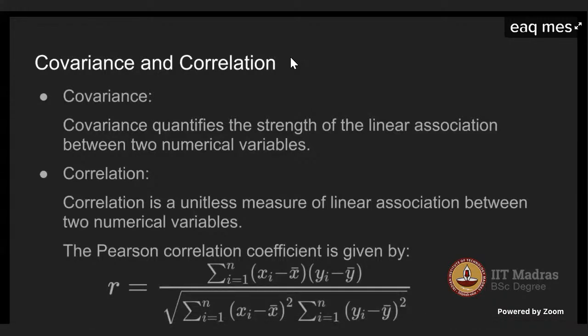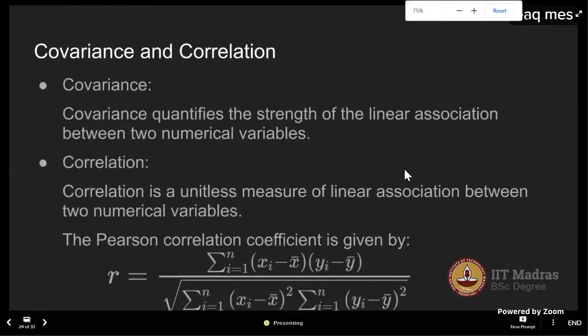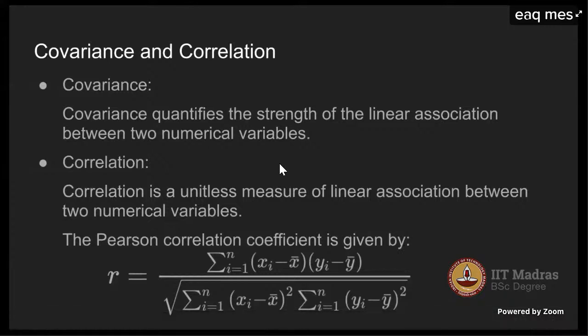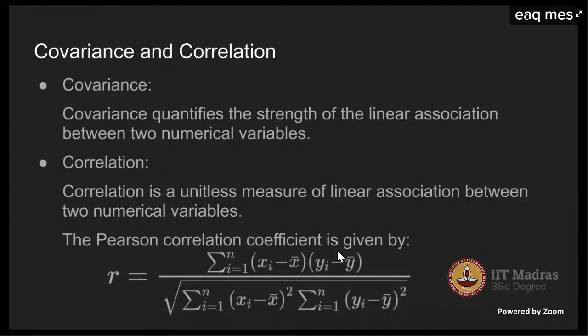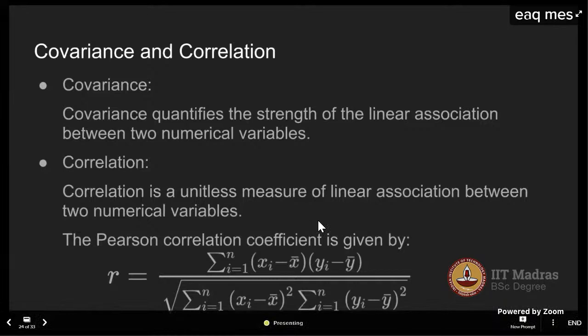Okay, yeah. Next is covariance and correlation. Covariance, as I mentioned, is the strength of linear association between two numerical variables. But covariance does have units. You can't compare two covariances because it is possible that they might have different units. That's why we have another unitless measure of linear association, which is correlation. So the Pearson correlation coefficient is given by this. There are many other correlation coefficients, like the Spearman rank correlation coefficient, but in your syllabus, it's only the Pearson correlation coefficient for now, for two numerical variables.